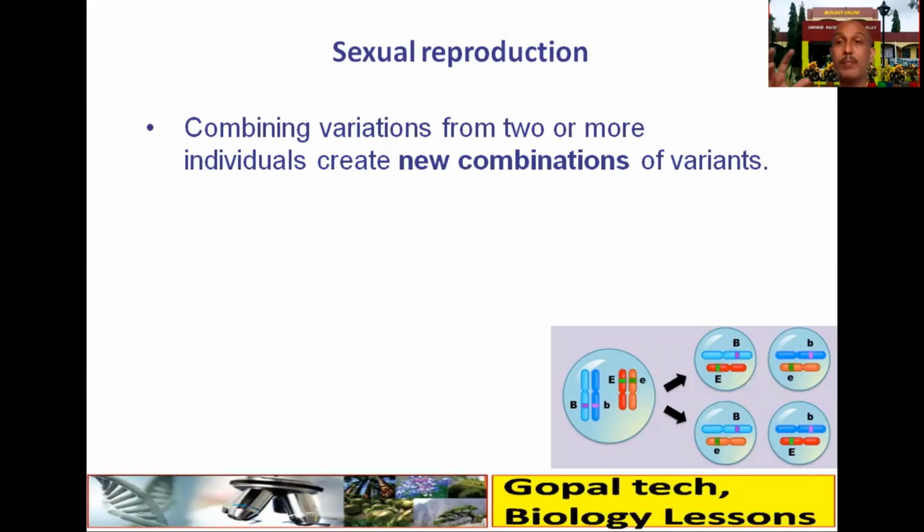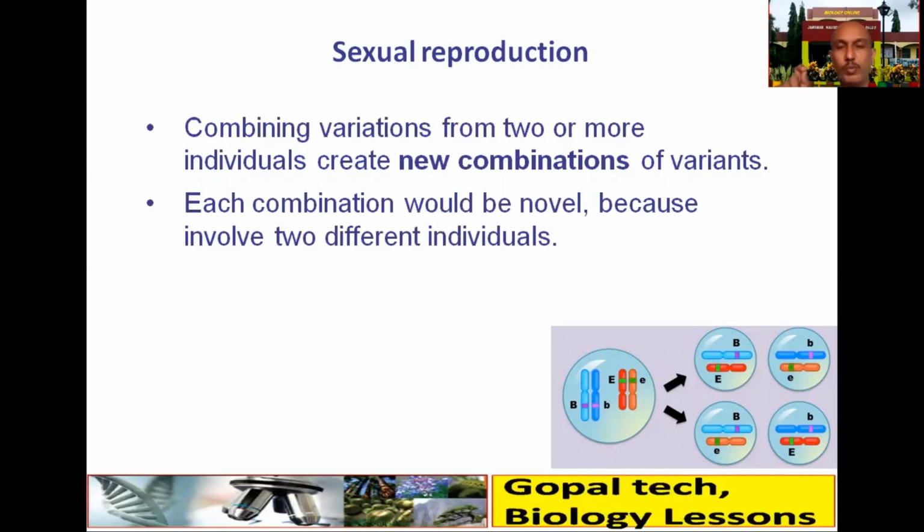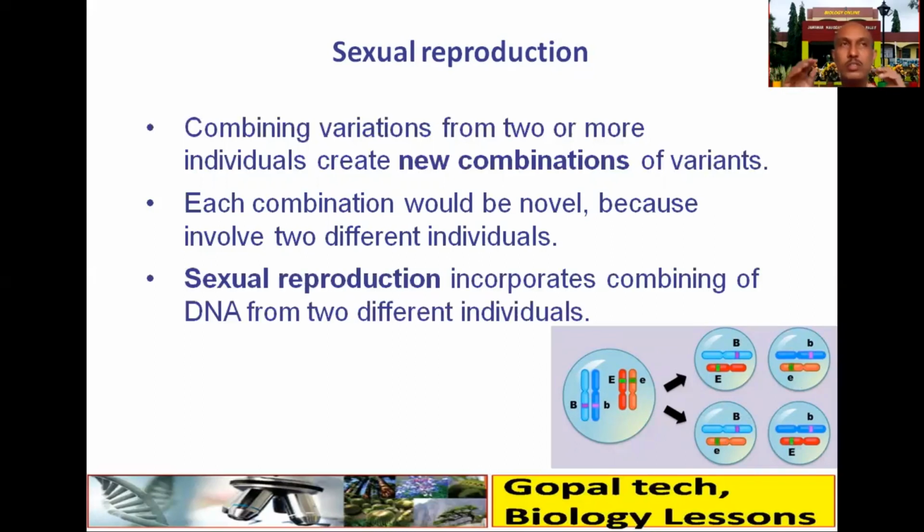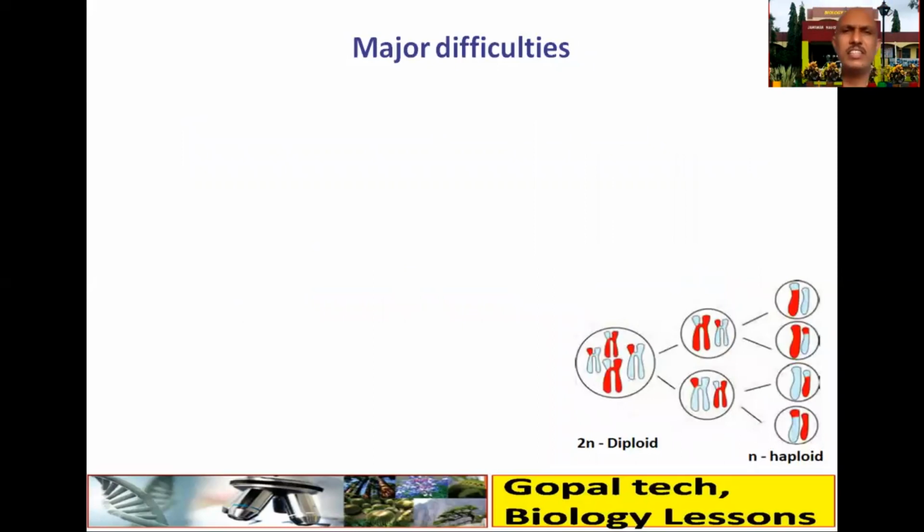Now consider these are pollen grains, male gametes, and female gametes. So four different types of gametes are likely to be prepared in each parent with respect to the gene I have taken, that is capital B or capital E. Each combination that forms would be novel because it involves two different individuals. Now think about this gamete coming from male and this gamete coming from female. Now look, the combination will be different compared to this combination, whatever it is. So therefore, sexual reproduction incorporates, that is, adds, combining of DNA from two different individuals, male from one and female from another generation. So it combines the genes of both. Therefore, variation is more in sexual reproduction. But there are certain difficulties.